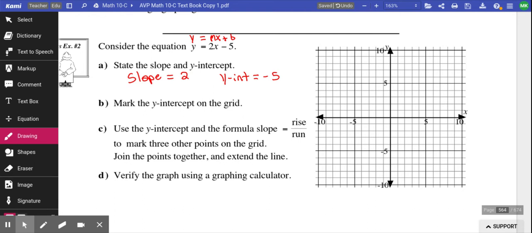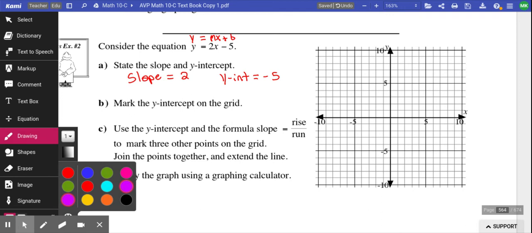Now we're going to graph it. To graph things, I always say that you need a starting point, and y-intercepts provide a great starting point. So if I want to graph this equation, I need to draw my y-intercept of negative 5. That's going to be my starting point. The next thing I'm going to do is use my slope as a map to the next point on my line. My slope always equals rise over run.